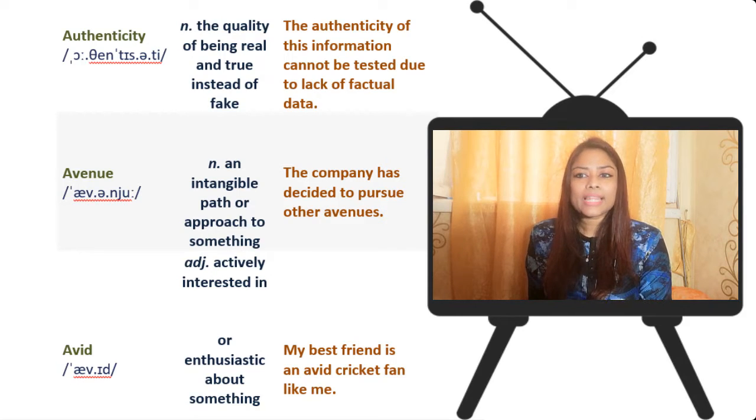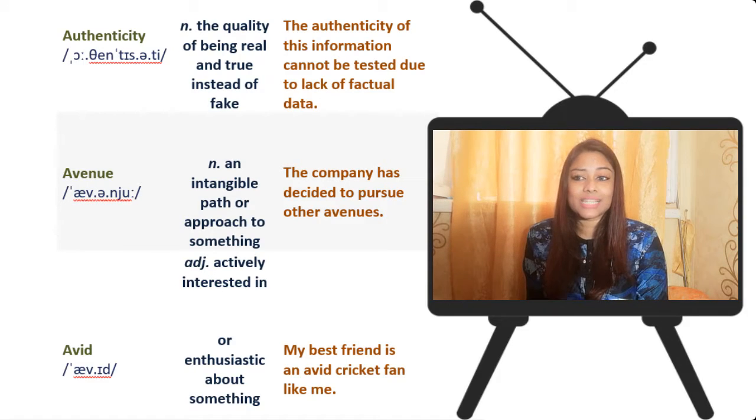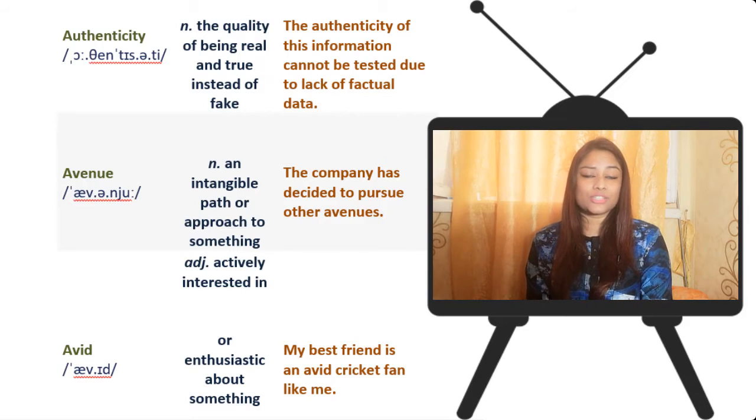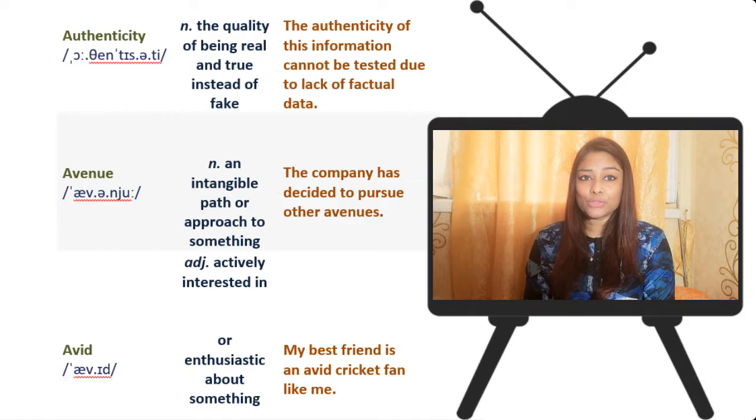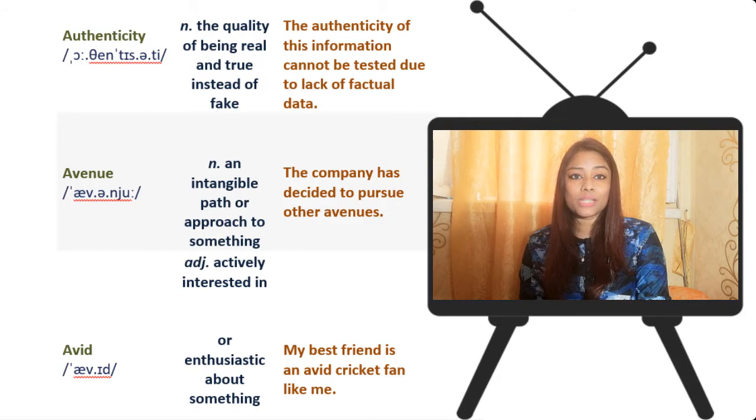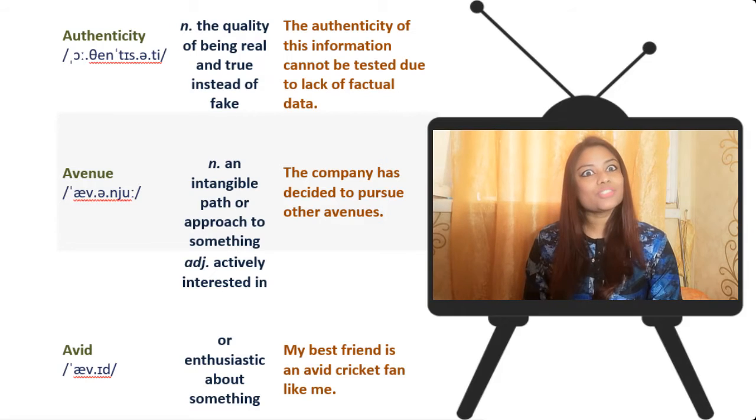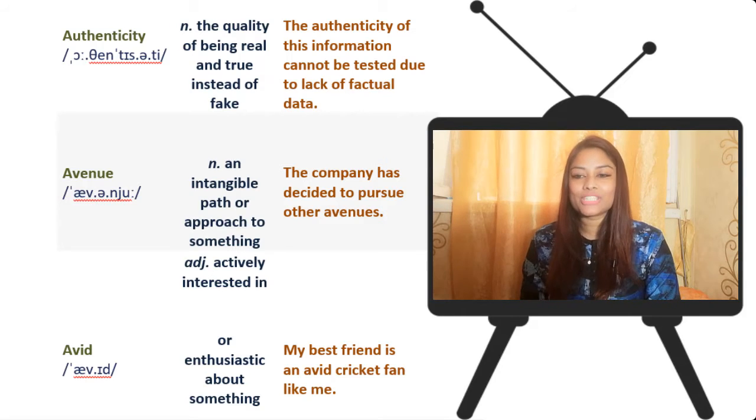So an intangible path or approach to something, that is avenue, and we can use it in a sentence like the company has decided to pursue other avenues, or my avenues towards my goal is not like others. So you can use it on many different occasions.